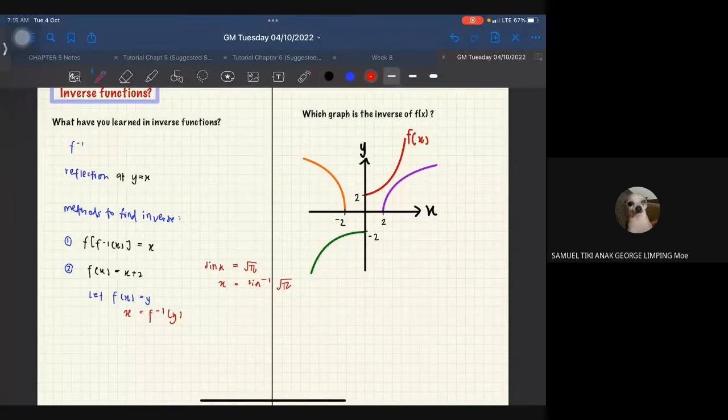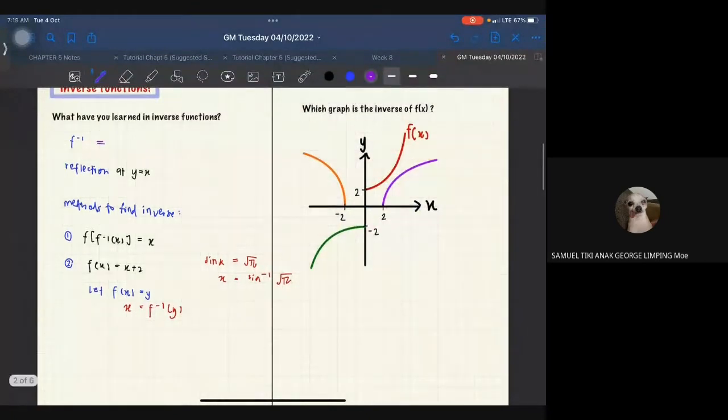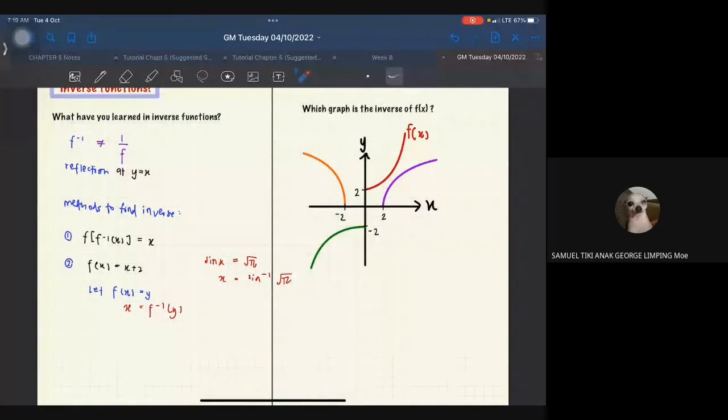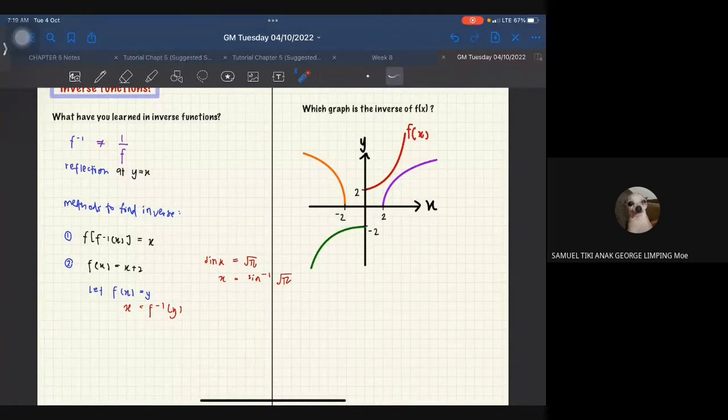Okay, so this something that you need to remember, this is not equal to 1 over f. Okay, so f power of negative 1 dia tak sama dengan 1 over f. Sebab f ni sekarang it is a function. Okay, kalau saya buat macam ni, meaning that f ni sekarang dia adalah satu variable. Contohnya saya ada x power of -1. x is a variable, it's an unknown. So x power of -1 is equals to 1 over x. But f inverse is not a variable, it is a function. So it is not equal to 1 over f.